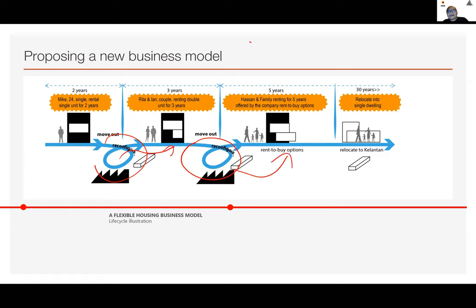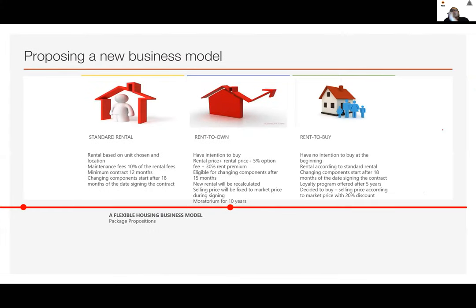Then Hassan and his family rent for 5 years and are offered by the company rent to buy. We have certain packages, rent to buy and rent to own. And not only that, once you fulfill the whole buying period, you can relocate the unit somewhere else. This is the beauty of the product, where the unit can be transferred to somewhere else.